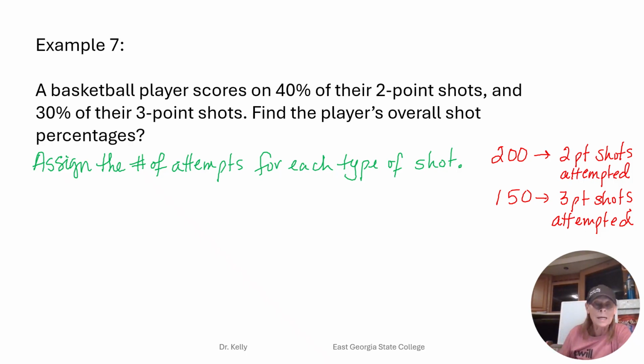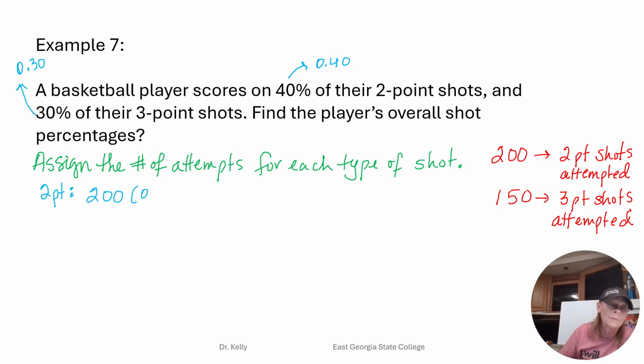So we're going to assign these values for each shot, and then we're going to figure it out. And so let's see, for the 2 points, that says 40%, so we're going to multiply by 0.40, and the 3 points is 30%, so 0.30. So let's compute the 2 points first. That's 200 attempts times the 40%. 40% of 200, and again, I didn't work this out. Oh, maybe I did, is 80.